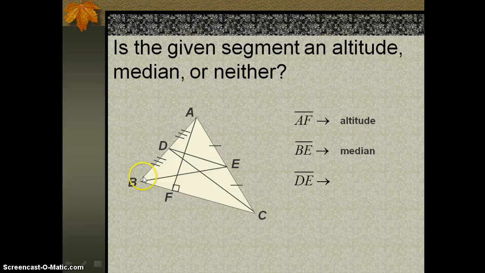DE. DE is going from the midpoint of one side to the midpoint of the other side. This is going to be neither. It's just a midsegment. It's going from two midpoints. And finally, CD. CD is going from a vertex to the midpoint of the opposite side, so that's going to be a median.